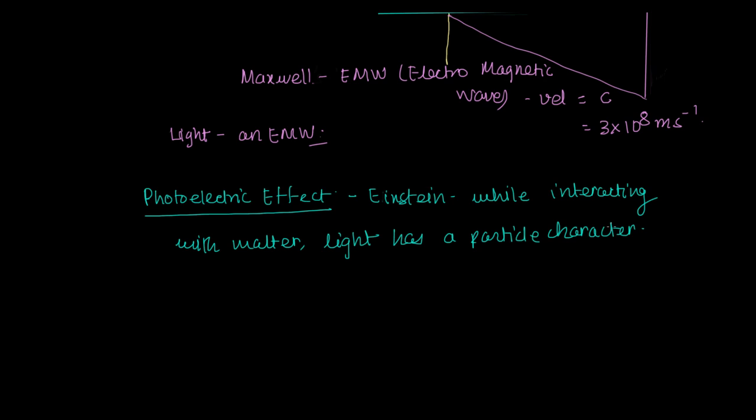Okay, it has a particle character, and he introduced the concept of the photon, which is the smallest particle of light. Each photon of frequency nu has an energy of h nu, and it is these photons which were responsible for ejecting out the electrons from the matter. Did we get that? We understand? Fine.